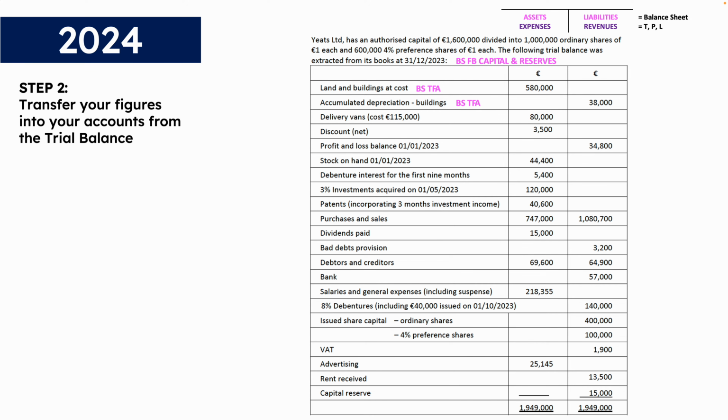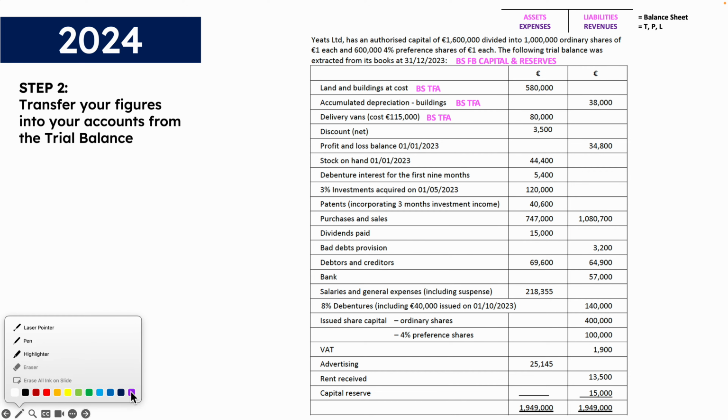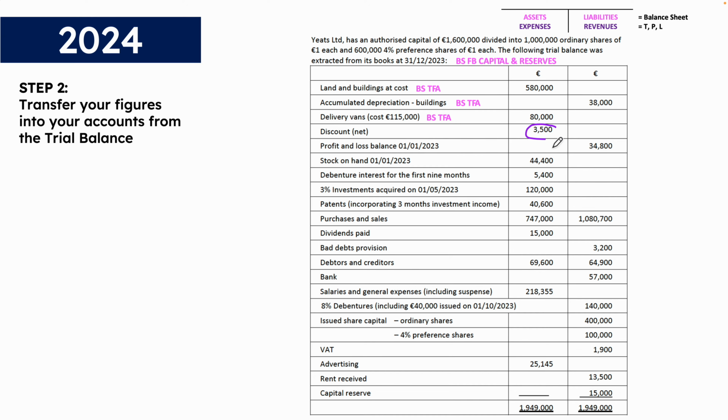The delivery vans then, that'll go into the balance sheet, tangible fixed assets. Discount net. Now the discount is on the debit side, so it's important to note what side it's on, because discount on this side is discount allowed, which is an expense, and if it was on this side, this would be discount received. Okay, so it is discount allowed, it's an expense here.